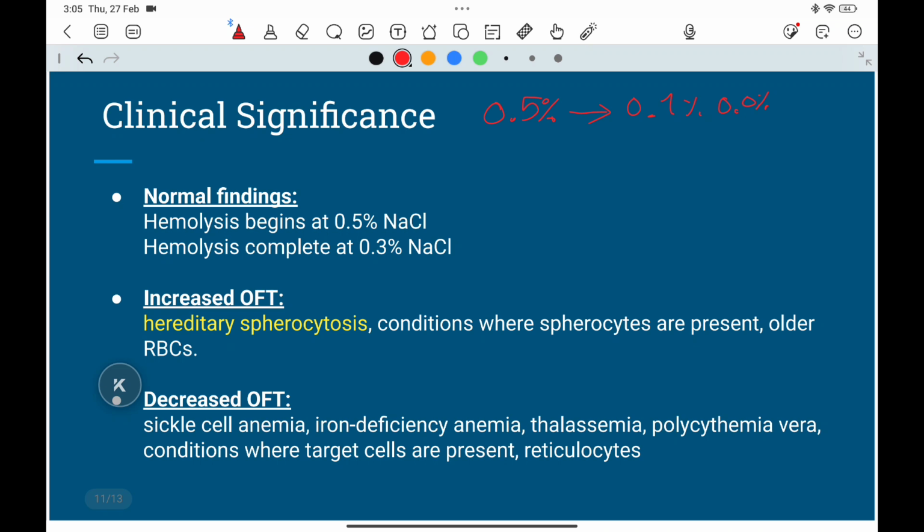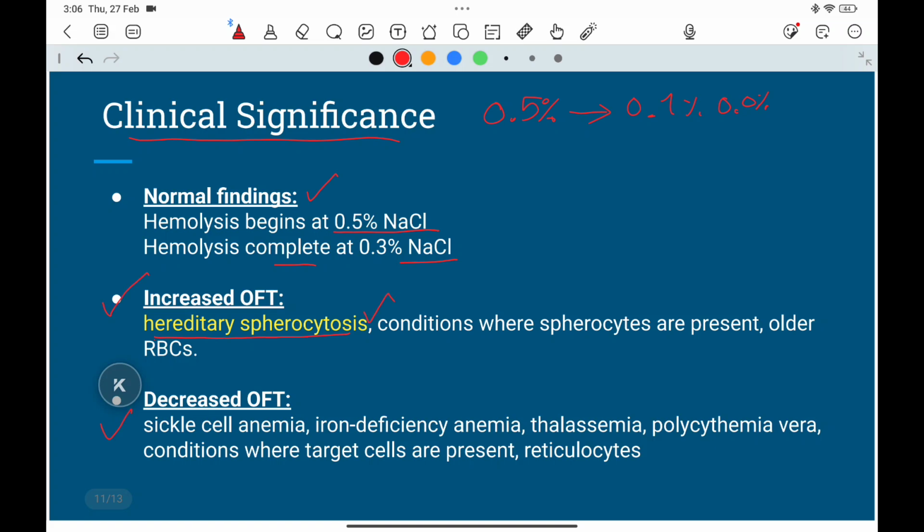So as the final result, we started seeing the hemolysis from 0.5%. And the hemolysis is completed at 0.1% and 0.00%.